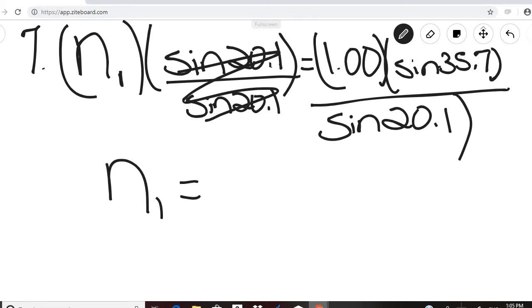I guess we can have three significant figures, and I only put down 2, so let's do this math again. So 35.7, the sine of that, divided by 20.1, the sine of that, equals. So it actually comes out to 1.69. So I guess it would be 1.70 as our index of refraction for that flint glass.